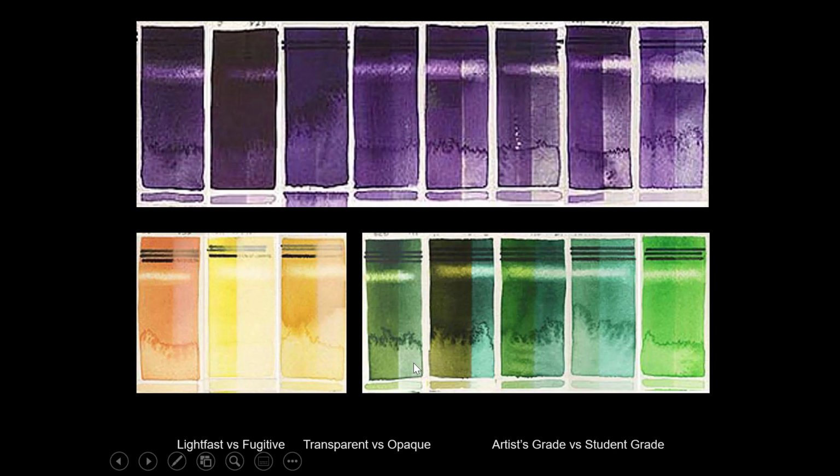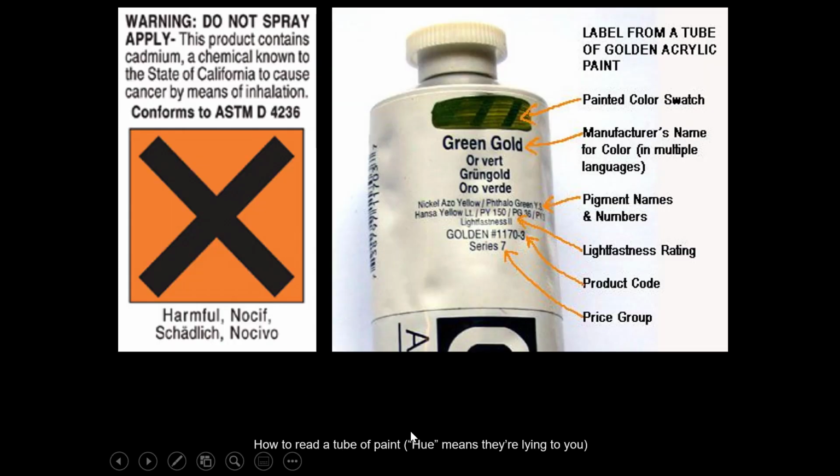The other thing that we're seeing on this chart is that certain pigments are transparent and certain pigments are opaque. We're actually going to switch to this so that you can see it. And it's basically how to read a tube of paint.